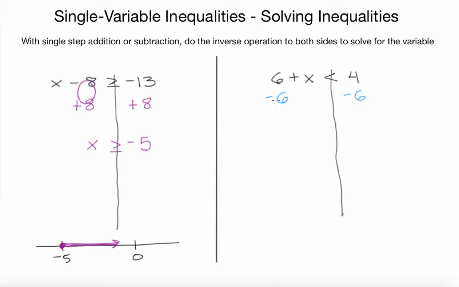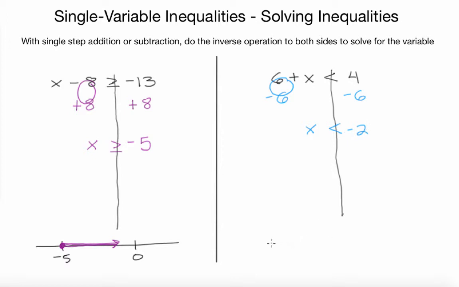Plus 6 minus 6, those are inverses of each other, turn into 0. And I'm left with just x. 4 minus 6 is negative 2. And since I subtracted the same amount from both sides, my inequality is still true. So we see that, okay, x has to be less than negative 2.